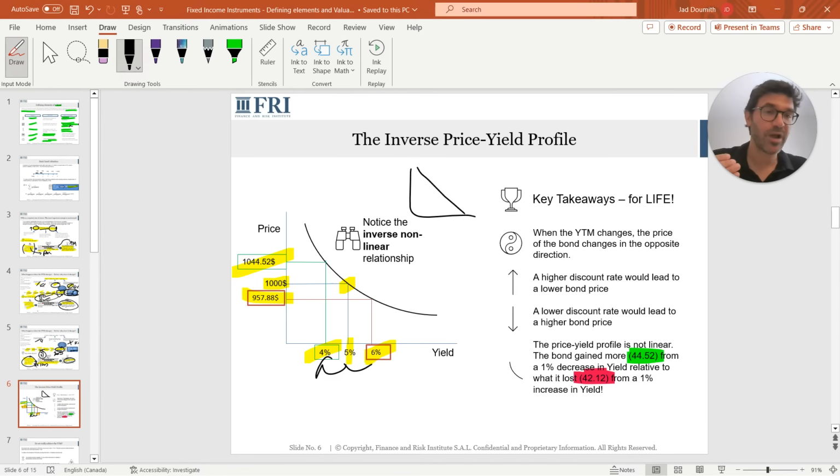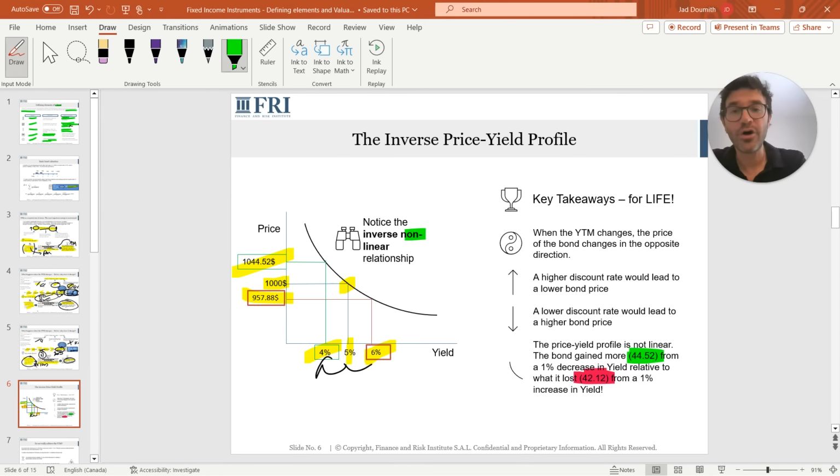If the yield goes up by 1%, I would have lost exactly how much I would have gained when the yield goes down by 1%. The reality is non-linear. The bond gained more when interest rates went down compared to what the bond lost when interest rates went up. And this is a non-linear relationship. This also explains why we speak of convexity when we talk about a bond. Again, much more on this in a later video.